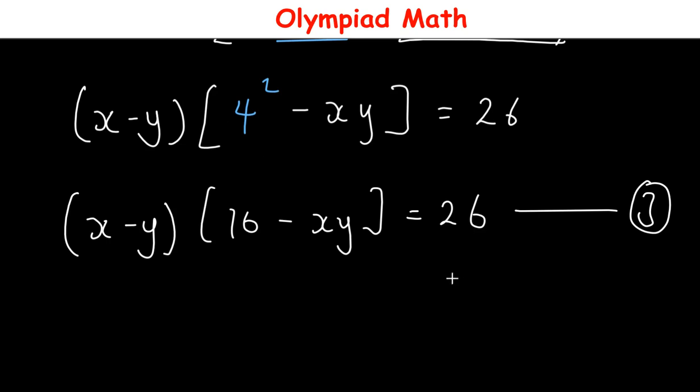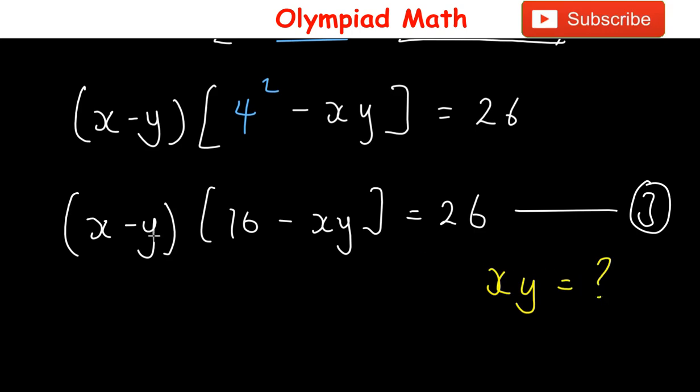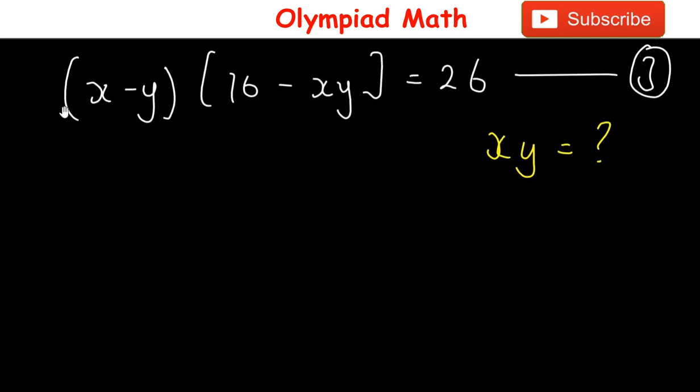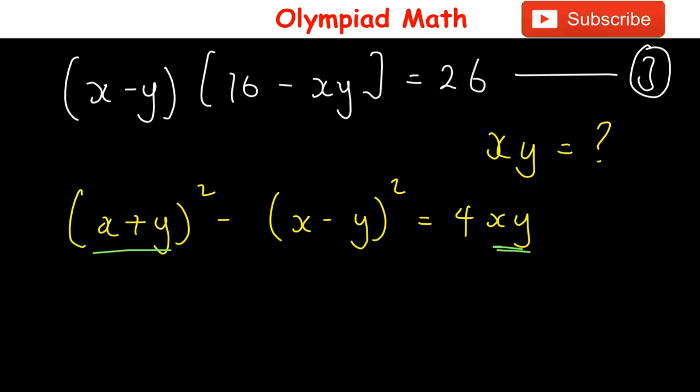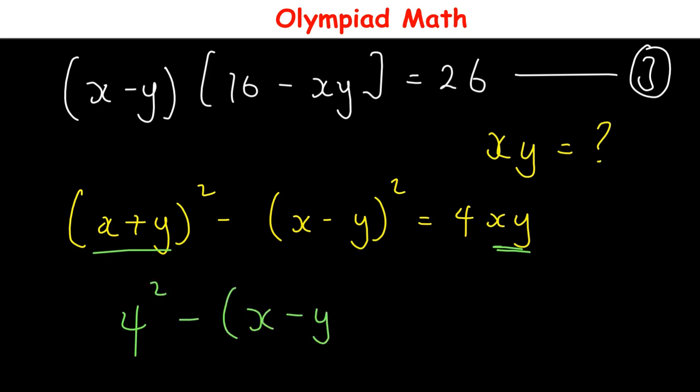Now, the next thing we're going to do is to solve for the value of x times y. What is the value of x times y? To do this, we're going to make use of this identity: if you have in brackets x plus y all squared minus in brackets x minus y all squared, this equals 4xy. So from here, we are going to solve for the value of x times y. Recall that x plus y from equation 1 is equal to 4. So 4 squared minus in brackets x minus y all squared equals 4xy.